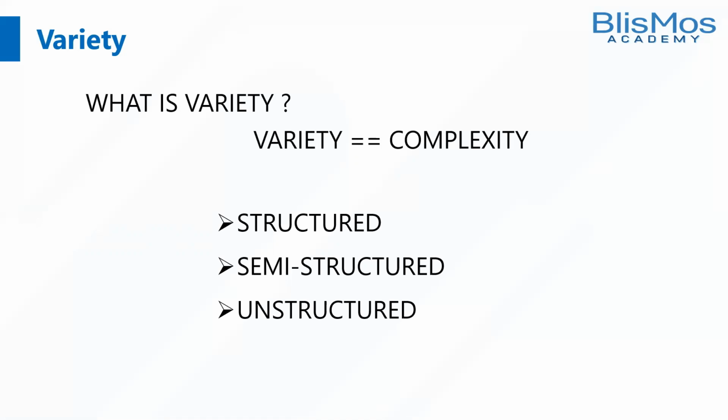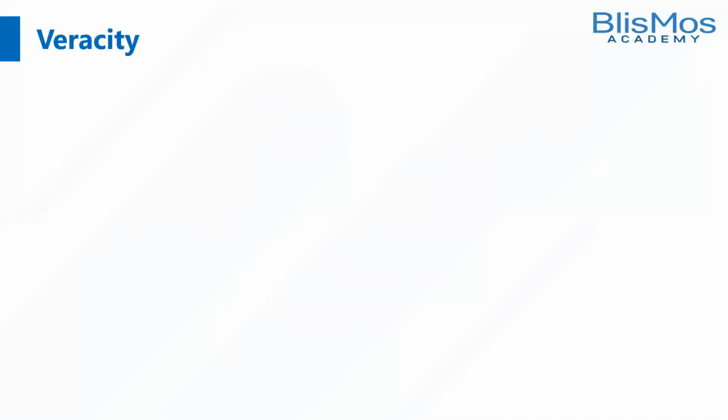What is unstructured then? Unstructured data is like text data, emails, we have status updates, we have tweets. That is the unstructured data. Now that we understood what are the different varieties of the data, we'll move on and look at veracity.